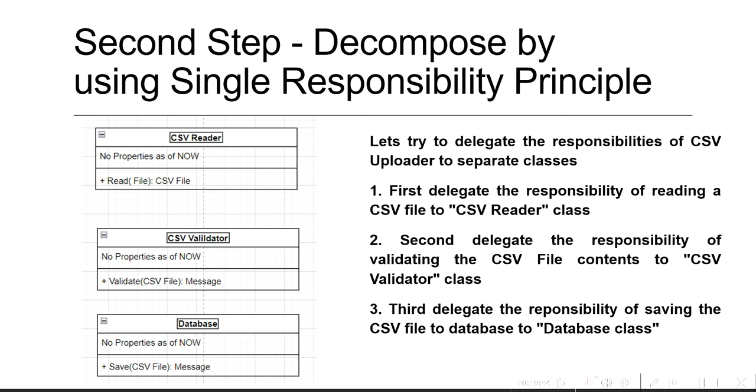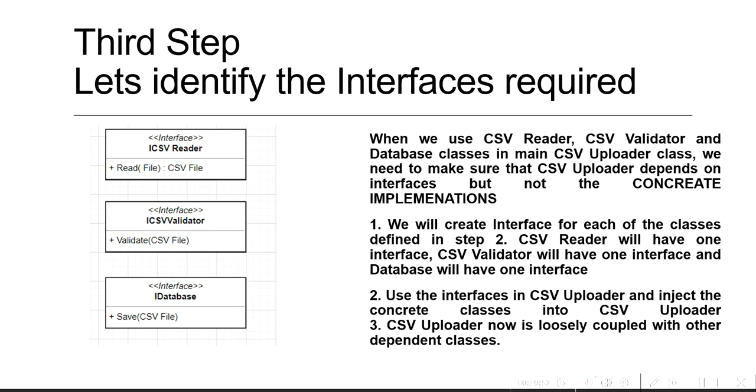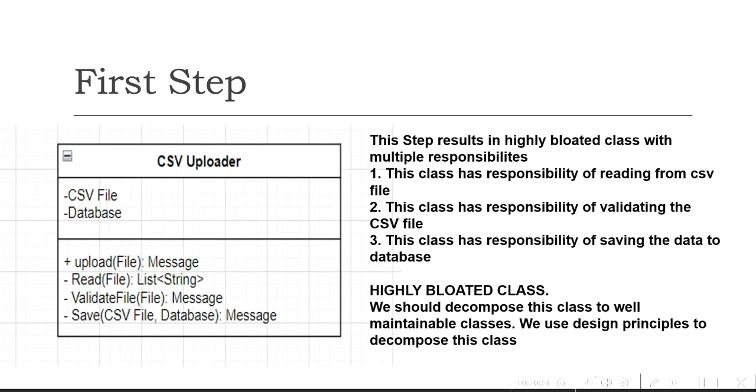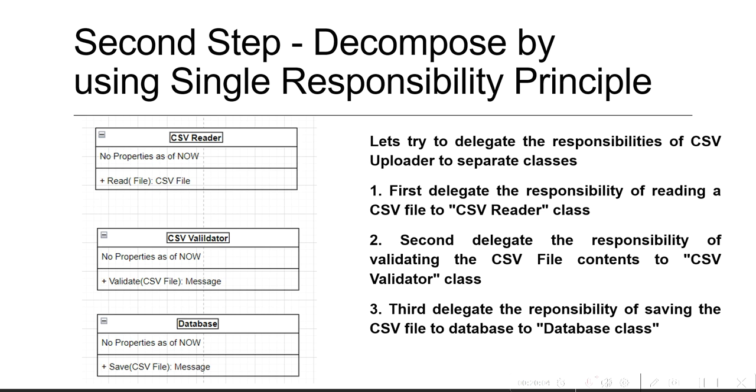So what we are going to do? We are going to move to the next step, where we are going to do that. The next step is, let's identify the interfaces required. So why do we need interfaces? See, what is happening, CSV uploader is depending on the concrete implementations of these three classes: CSV reader, CSV validator, and database, right? So any changes will get reflected even in the highly bloated class. So you are directly depending on that. You are not making it loosely coupled, right?